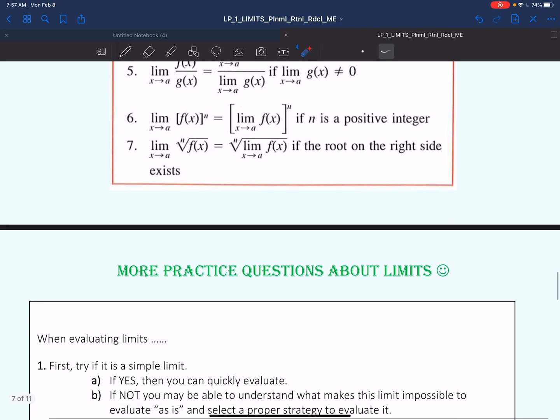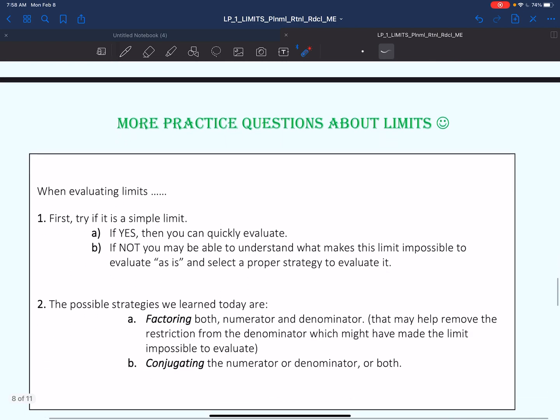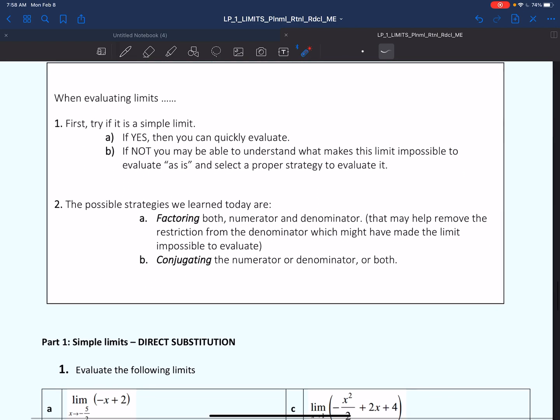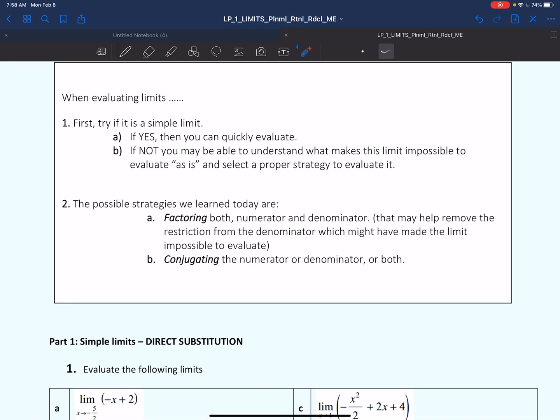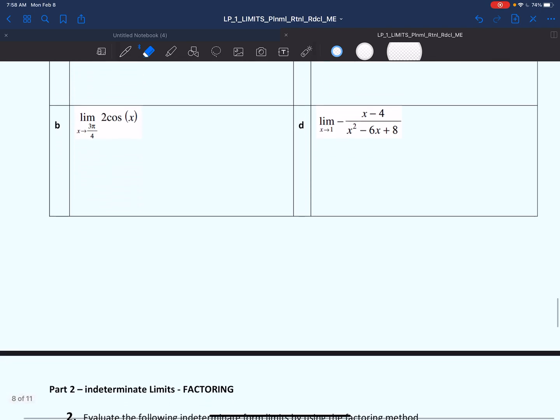Okay. And here you have more practice questions about limits. I wrote a list of strategies here. It's something you can create on your own, and that's what we're going to try to do in the upcoming lessons. So you create a list of strategies that you learn on your own. And here is your practice.